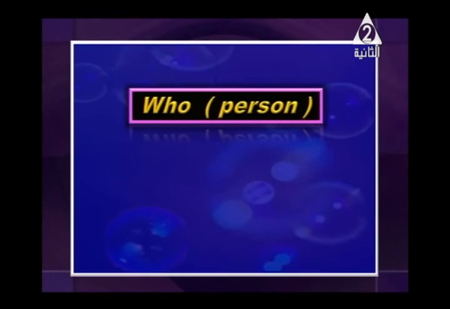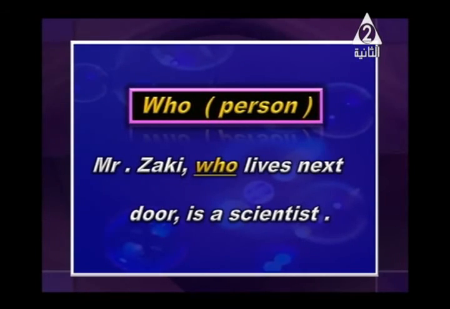The first one is who, and I can use who for a person. Mr. Zaki, who lives next door, is a scientist. So here I want to tell you that Mr. Zaki is a scientist. This is the main information that I want to give to you. But I tried to use a relative clause to make it more clear for you.